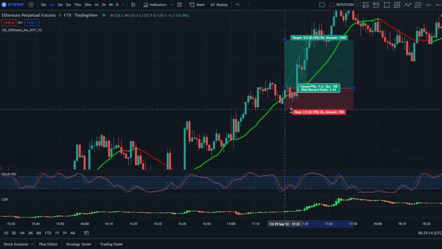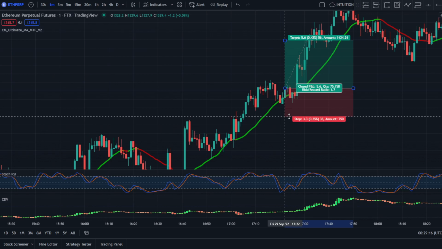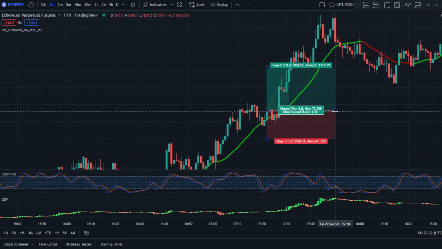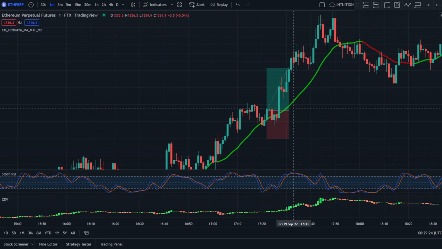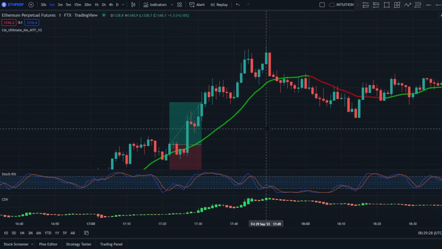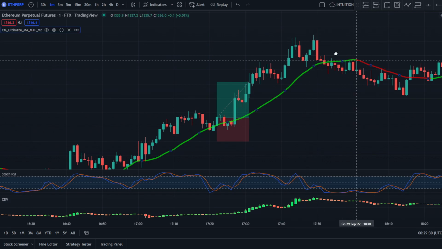For stop loss wise, you can just put it below the recent swing low, and for this you want to aim for either a 1:1 or a 1.5:1. I prefer to have a 1.5:1, because even if you have a 50% win rate, you'll still be profitable.